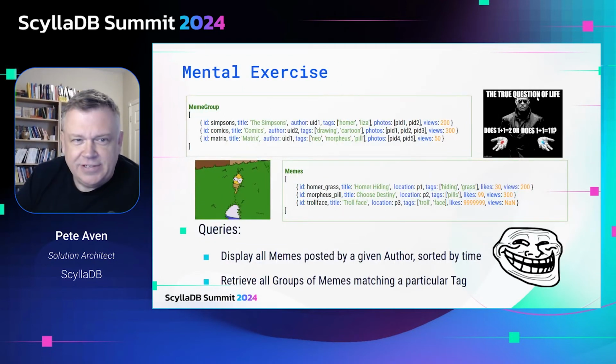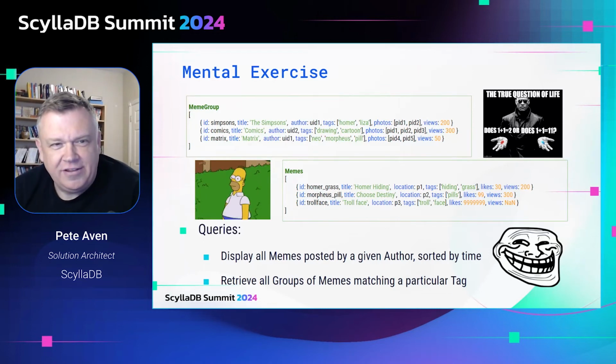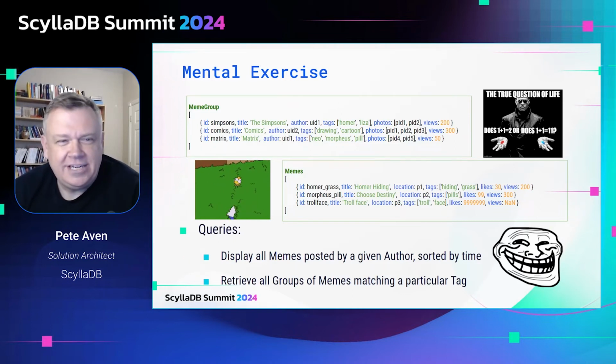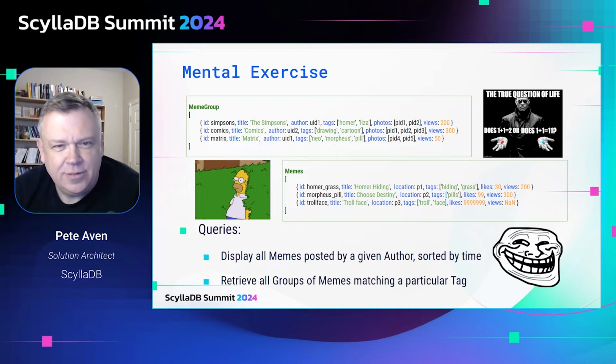So here's a mental exercise, right? This is just something we made up that has a little novelty to it because everyone likes memes. Let's say we have a business critical application that serves memes. There's probably some ad tech involved, right? Or something that people are doing this for. But we have two collections here, one for meme group and one for memes. And there's some overlap here in the attributes, right?